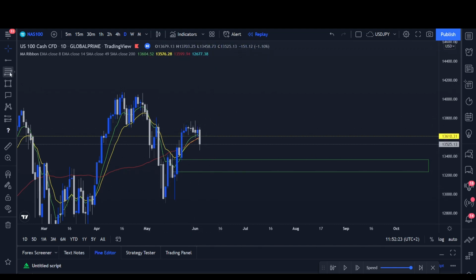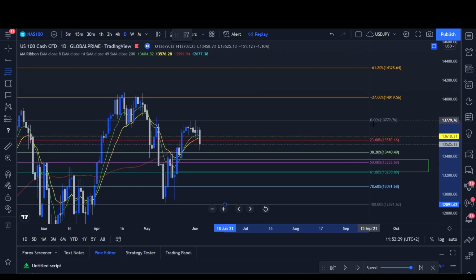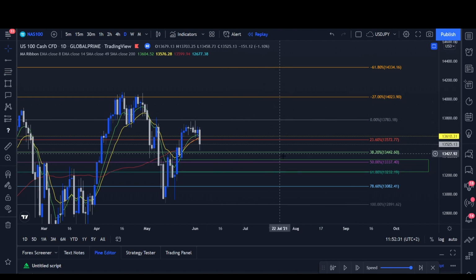Now all I need to do is pull out my Fibonacci. Pull out my Fib from the swing low to the swing high. Just make it a little bit more clear, right? And now I'm seeing a 38.2 rejection, right? We can still see my 8 is still above the 14. We can see an imbalance was filled.